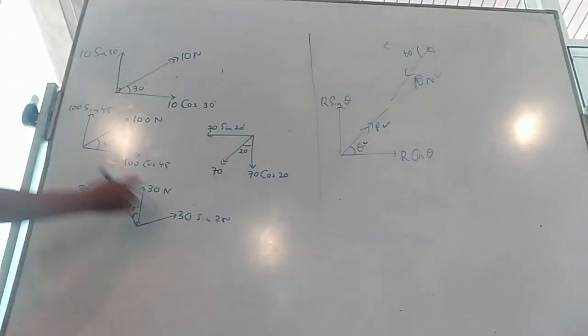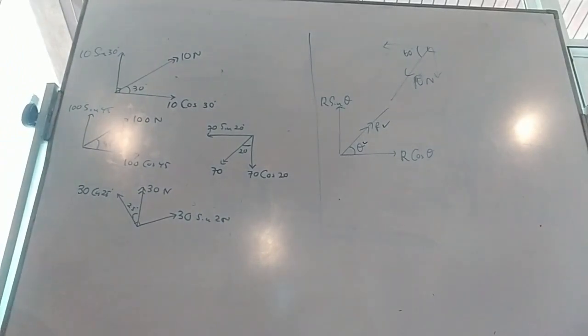So you can type these values in the calculator and you can get the answer. What is 100 cos 45? What is 30 cos 25? Clear? I just mentioned that one as well.